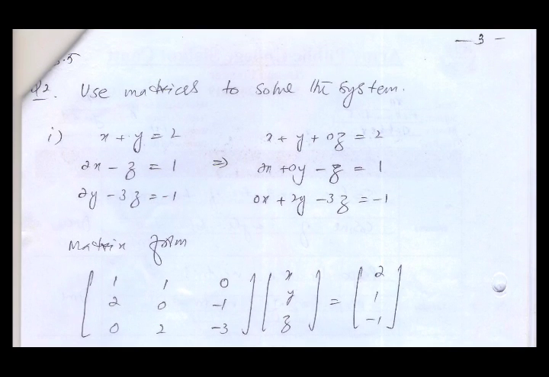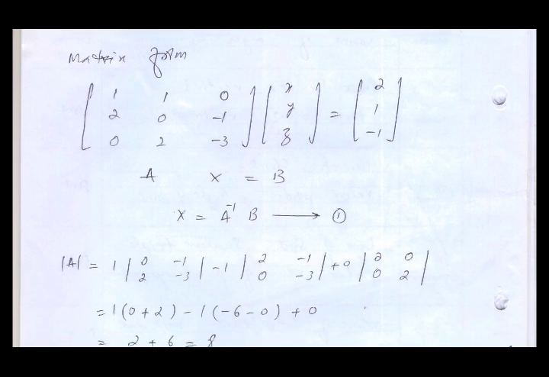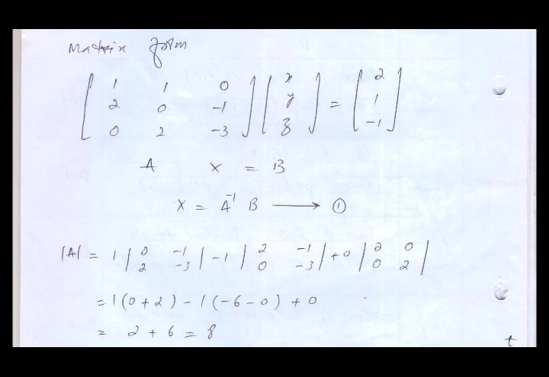Now in question number 2 we find the values of x, y, z by using the matrix inverse method. First of all we arrange the equation. If any variable is missing we place it by 0, and then write its matrix form AX = B. X is equal to A inverse B. If A is on the left hand side, we pre-multiply, so we multiply B with A inverse, pre-multiplying by A inverse.